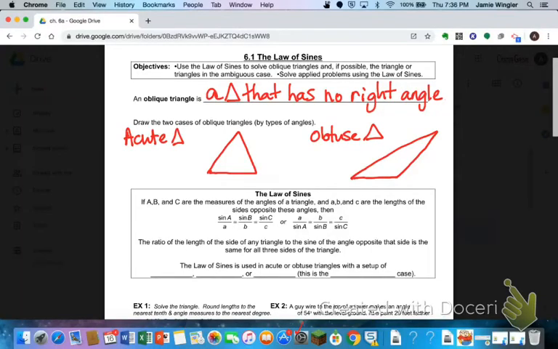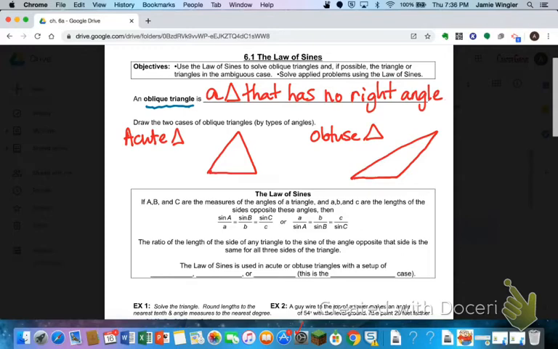In Chapter 6, we're going to study the law of sines and the law of cosines. These laws allow us to find angle measurements or side measurements on any triangle. So far, most of the triangles we've studied have been right triangles, and we've used SOHCAHTOA to solve. You can still use SOHCAHTOA when it is a right triangle. The triangles are mostly going to be oblique triangles, and an oblique triangle is a triangle that has no right angles, which means it has to be acute or obtuse.